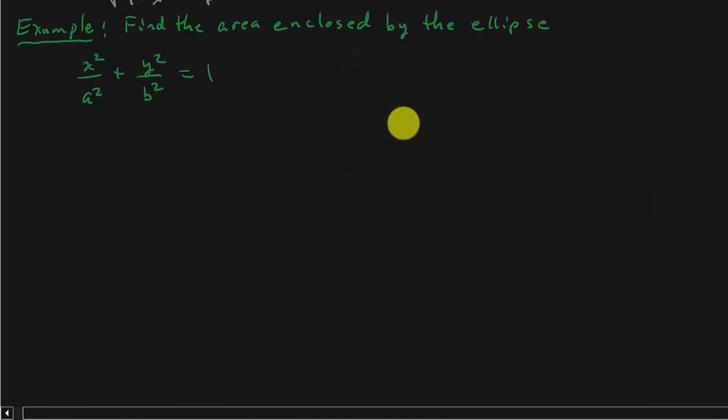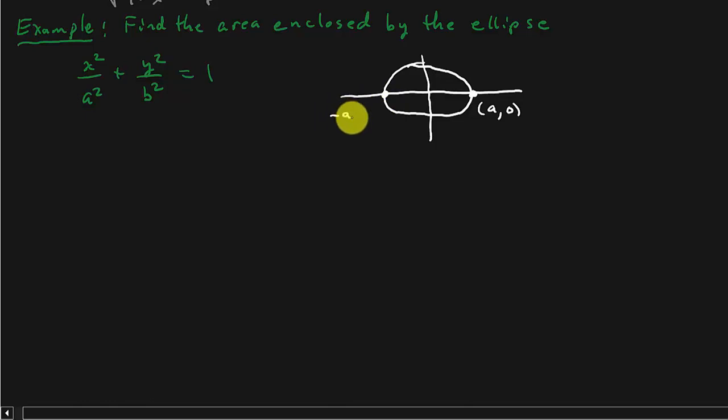All right, so let's look at this. Find the area enclosed by the ellipse x squared over a squared plus y squared over b squared equals 1. Let's just make a quick sketch of this. I know that's not a very good ellipse, but remember, from graphing an ellipse, this is (a, 0), this is (negative a, 0), this is (0, b), and this is (0, negative b).